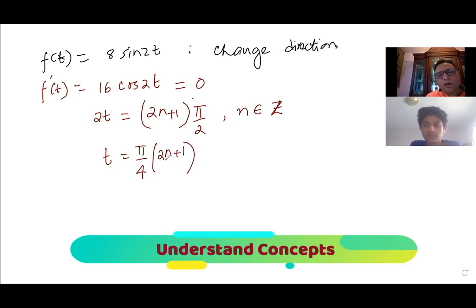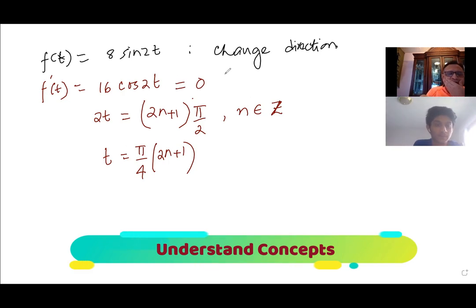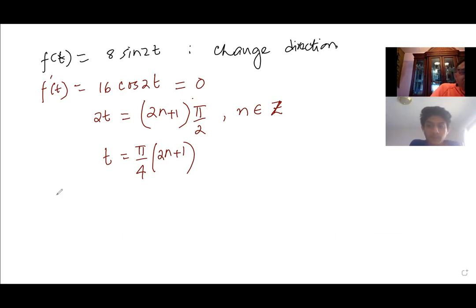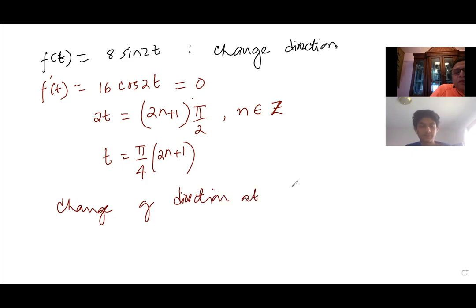Yes, sir. So those are the odd multiples. And since the derivative changes sign at these points, we know that the change of direction is at these points. Is that concept clear? Yes, sir. It's clear. So that is a general expression, where n belongs to integers.